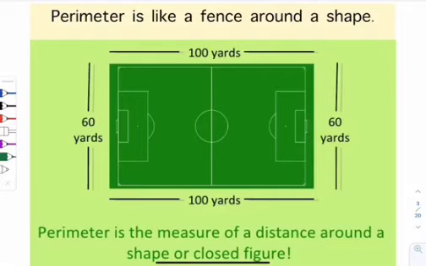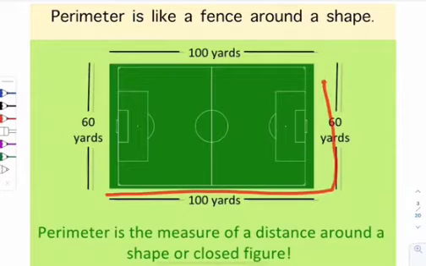Now, in general sense, if we have to talk, perimeter is like a fence around a shape. Any kind of shape it could be. Now, in this figure, can you identify which is this ground? Yes, it's a football ground, correct? Or if I have to fence this ground as such, then I need to find out the perimeter. So, perimeter is the measure of a distance around a shape or a closed figure. Children, this cannot be possible if it's an open figure.